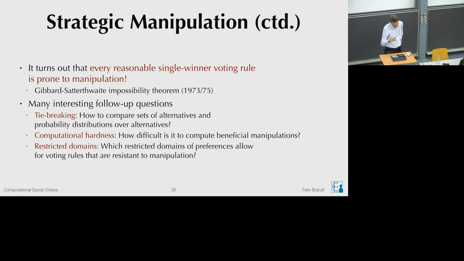You can also look at restricted domains of preferences, for instance, if you have only 2 alternatives, or if there are other certain restrictions on the preferences, and in these cases you can have rules which cannot be manipulated.